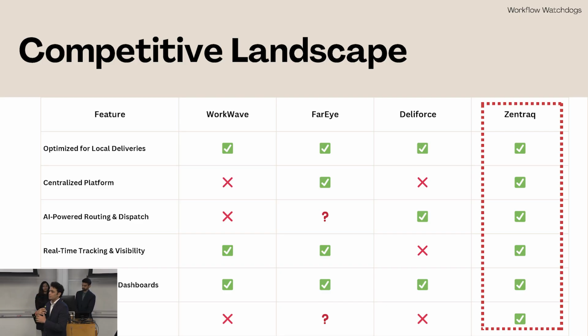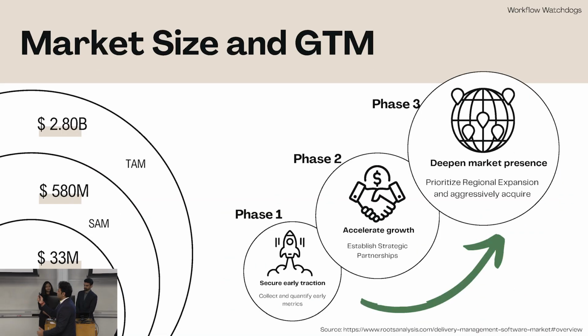Now, why did we choose to go into this industry? The entire industry is almost 2.8 billion big, and most of this is dominated by players like Amazon. We don't want to compete with them, they are too big. So we are going to be targeting a very small segment, the 580 billion, which is the core segment the small businesses are going to be using, and we're taking a very realistic amount of 33 million, which we're going to target first, and that's our aim for this year, 2025.